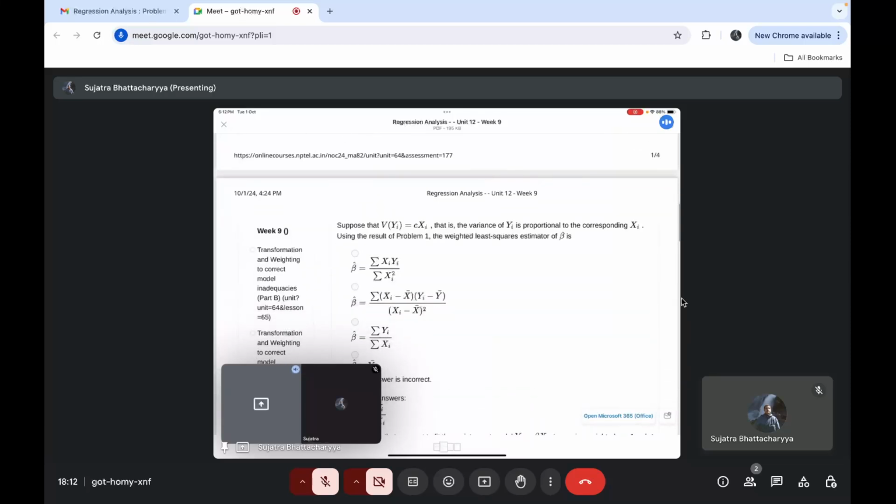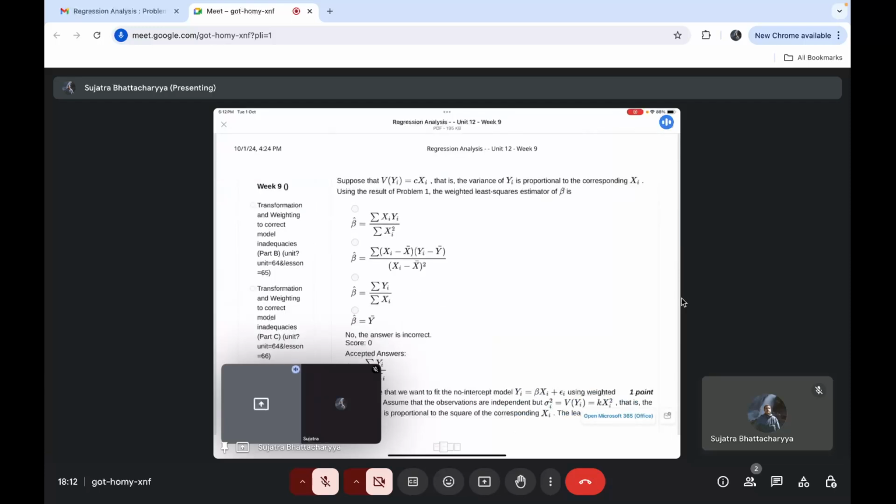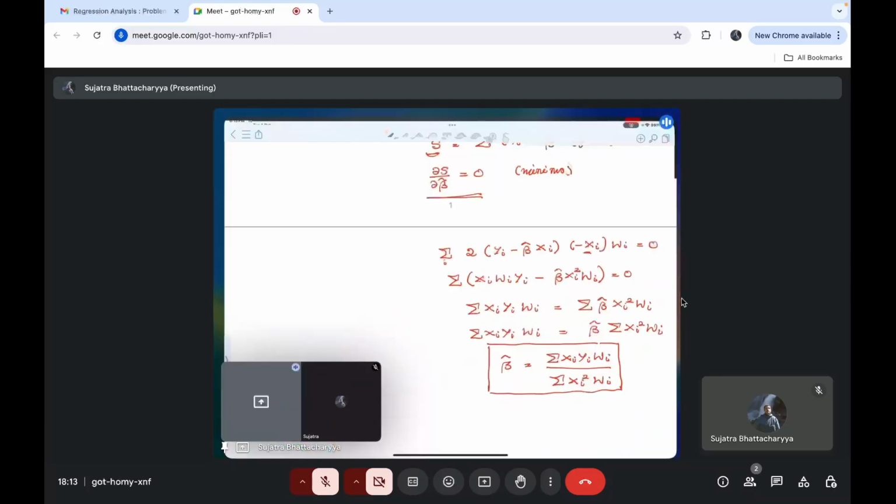Okay. Now in the same question, suppose it is given that the variance of yi is proportional to xi, that is, the variance of y is proportional to x. Using the result of problem 1, the weighted least square estimator of beta will be, and there are so many options. So let's see. Okay, so what changes do we need to make?